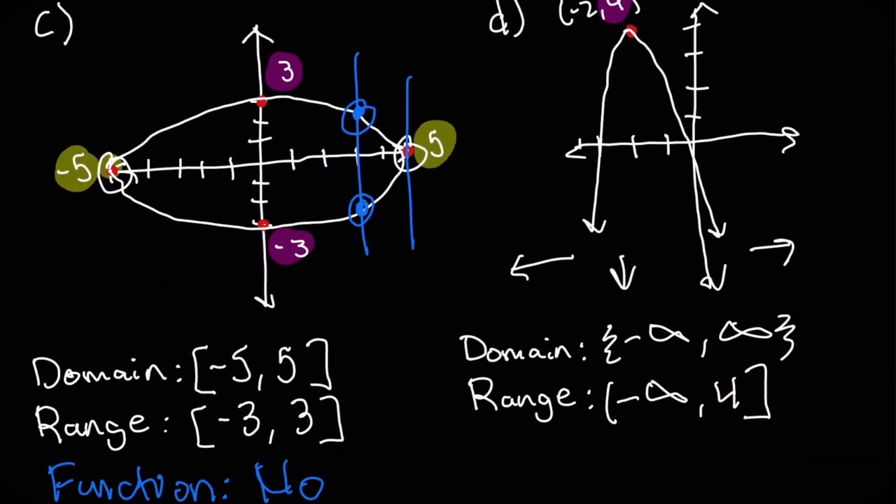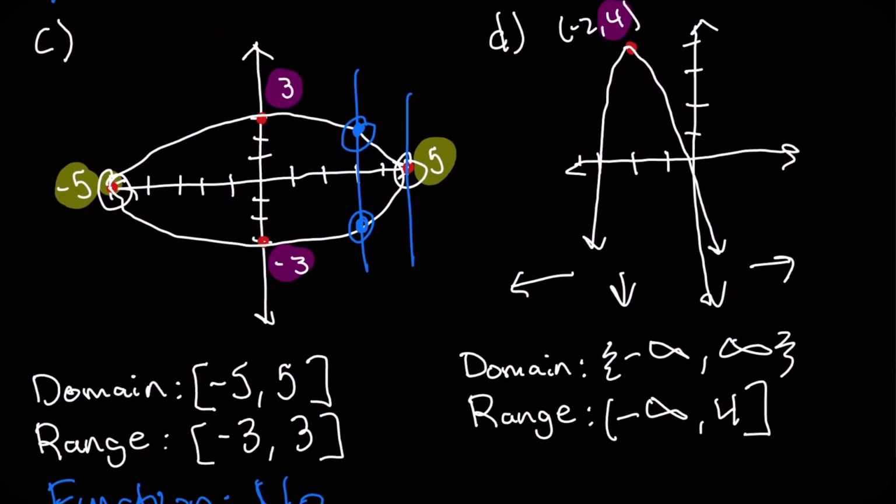Okay, our last one for D. If I were to draw a vertical line, notice how it doesn't matter where I draw it, it's only going to cross at a single point. So we can go ahead and say this one is a function.